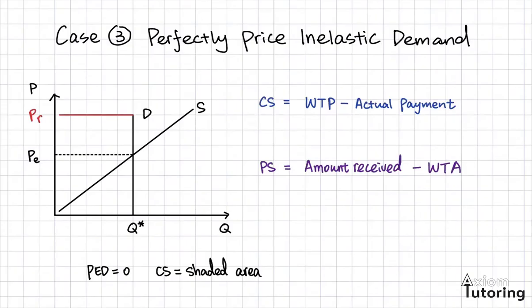So the reservation price is the maximum price that consumers are willing and able to pay for the given quantity Q star. As long as the market price is below PR, consumers will continue to purchase the same quantity of the good. The maximum amount of money that consumers would like to pay is PR times Q star, and the actual payment made by the consumers is the equilibrium price PE times Q star, and the difference between the two would be the consumer surplus, area A. Producer surplus in this case is still the area that is below the market equilibrium price and above the supply curve, this triangular area here, which I denote as B.